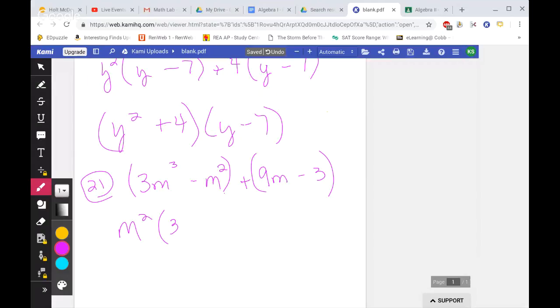Would it be 3m minus 1 or just 3m? 3m minus 1. I'm so glad that you said that. That's very, very important because for whatever reason, with the factor of 1, a lot of students just forget to leave it out. So that was awesome. So proud of you. That's amazing.